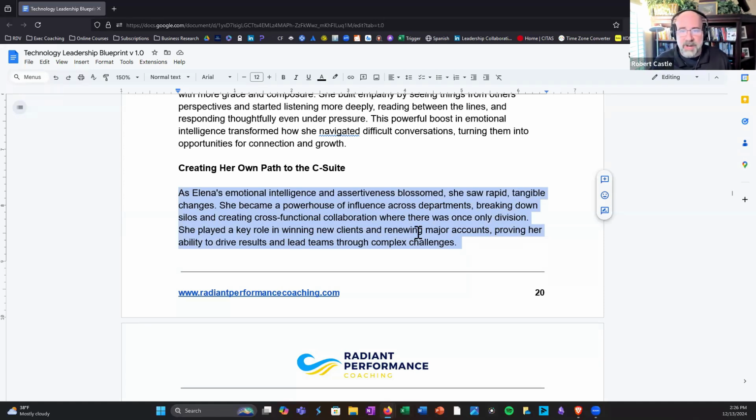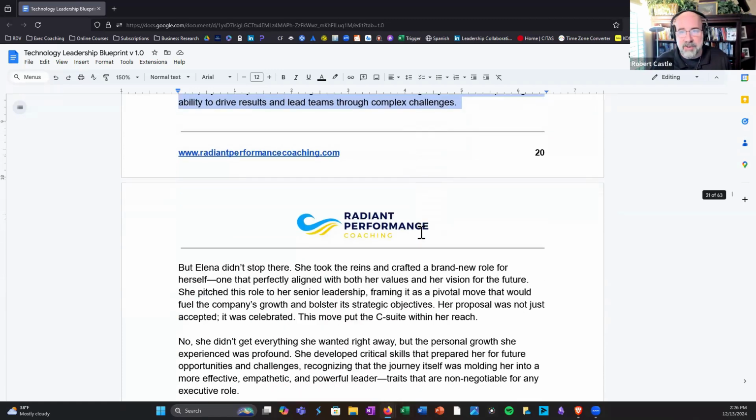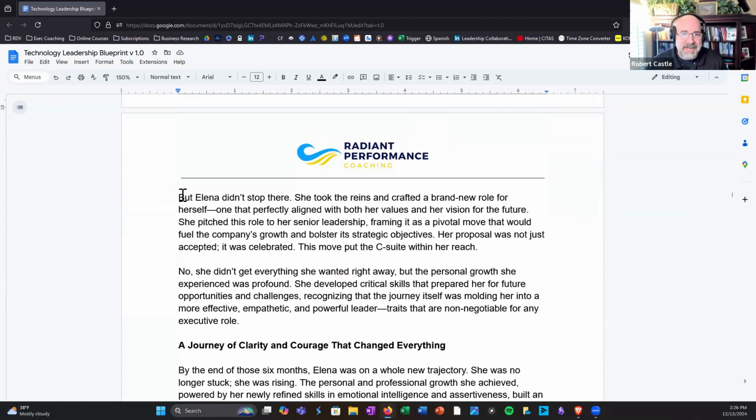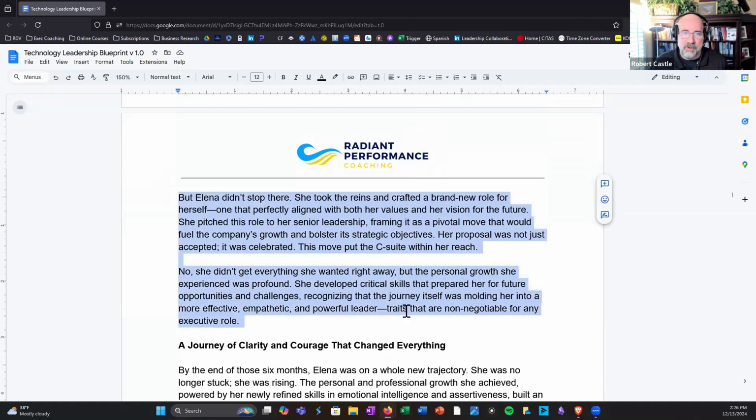She played a key role in winning new clients and renewing major accounts, proving her ability to drive results and lead the team through complex challenges. But Alina didn't stop there. She took the reins and crafted a brand new role for herself, one that perfectly aligned with both her values and her vision for the future. She pitched this role to her leadership, framing it as a pivotal move that would fuel the company's growth and bolster its strategic objectives. And her proposal was not just accepted, it was celebrated.